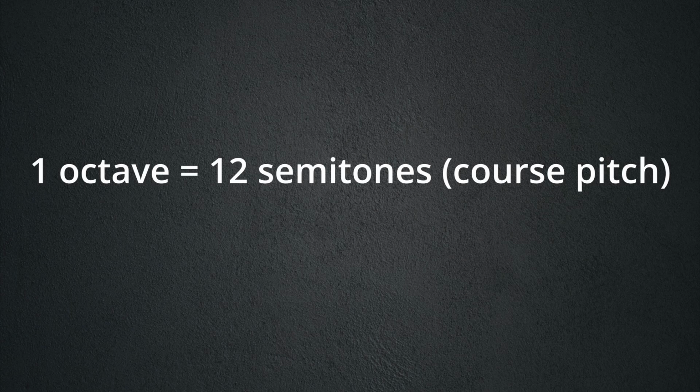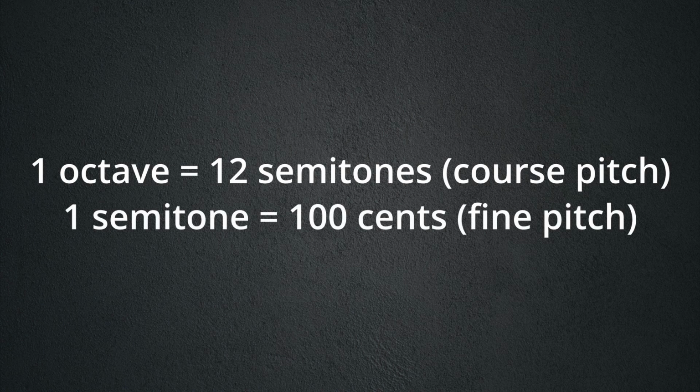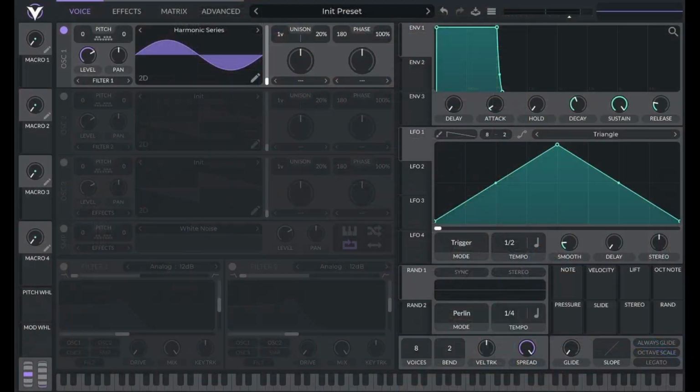Each octave is broken up into 12 semitones controlled by the coarse pitch control. Each semitone is broken up into 100 cents controlled by the fine pitch control. We can add vibrato to an oscillator by modulating fine pitch with an LFO, also known as a low-frequency oscillator.